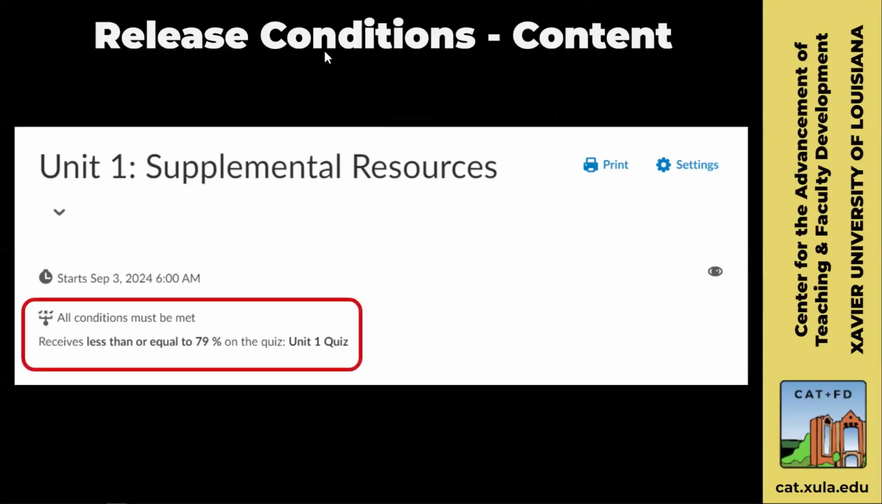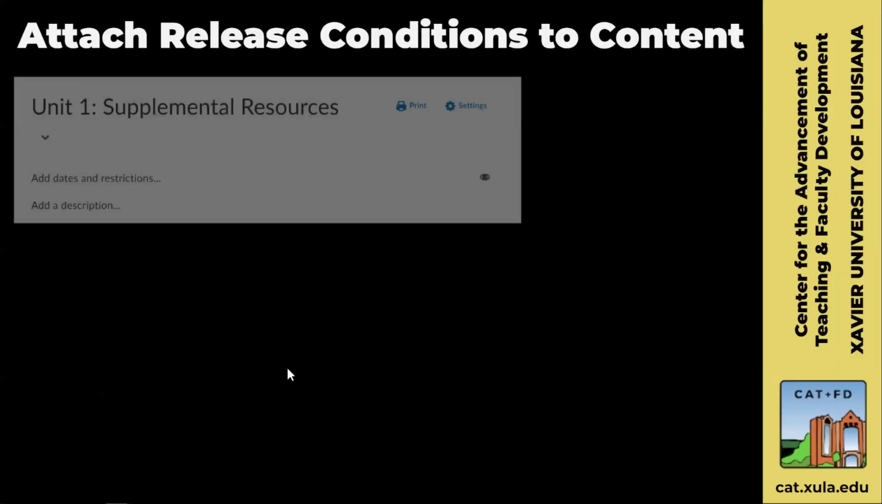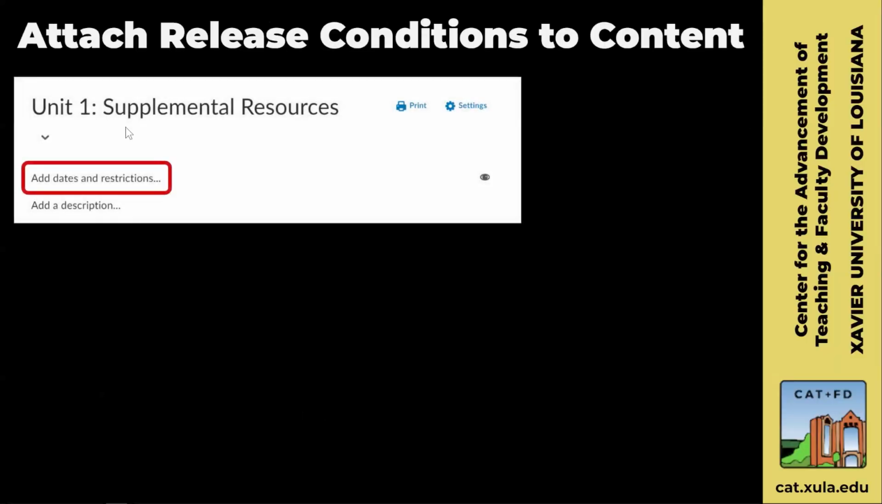And so if I were trying to attach a release condition to a content module, for example, let's say I had some Unit 1 supplemental resources that I wanted to release to anyone who made less than or equal to 79% on the quiz called Unit 1, right? So that person, they're kind of in the high C range, but maybe they need access to more resources, so I can release that content module to them. So to be able to do that in content, I would click on this Add Dates and Restrictions.